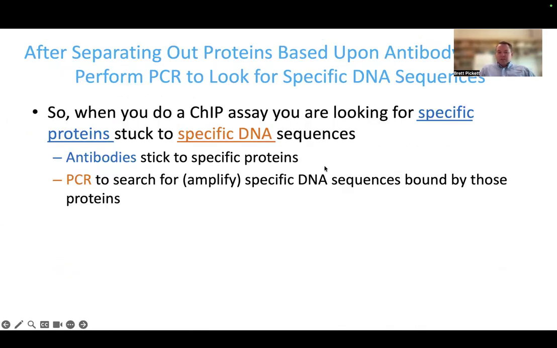Okay, so once again, ChIP assay is good for looking if you are trying to find whether a specific protein sticks to a specific DNA sequence. This also means we already talked about specific DNA sequences, and we have to know the sequence of them so we can design primers for PCR to work.